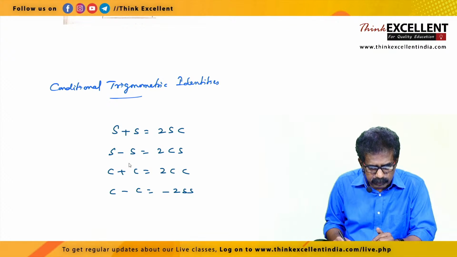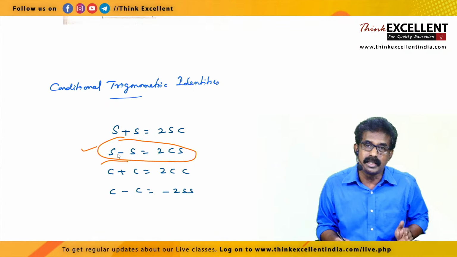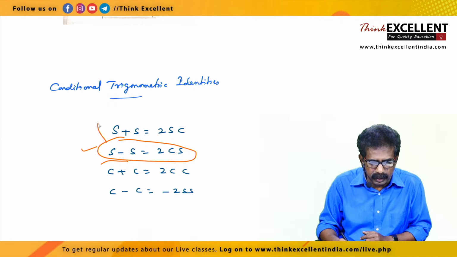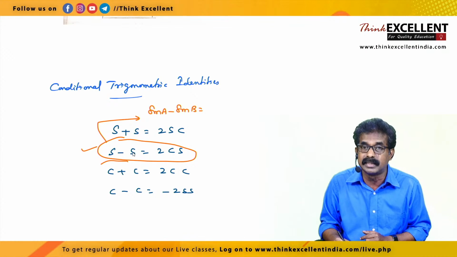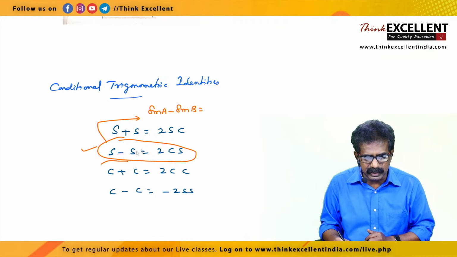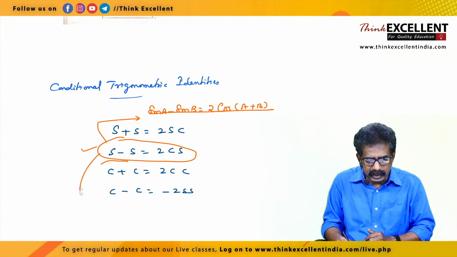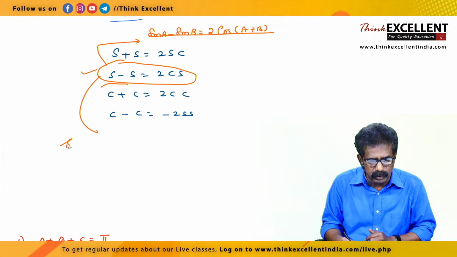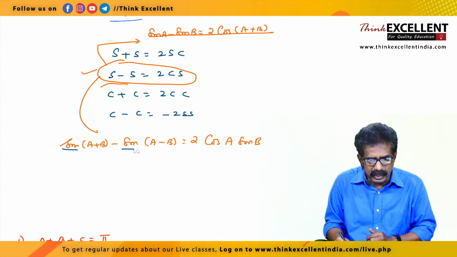Okay, see, just to explain the meaning of this alone. Second one, S minus S equal to 2CS. For that, you can write two formulas. One is sin A minus sin B, S minus S, S for sin, C for cos. Sin A minus sin B is equal to 2 cos A plus B by 2 sin A minus B by 2. Listen, right here, S minus S equal to, that is sin A plus B minus sin A minus B is equal to 2 cos A sin B. This only we write as S minus S equal to 2CS.